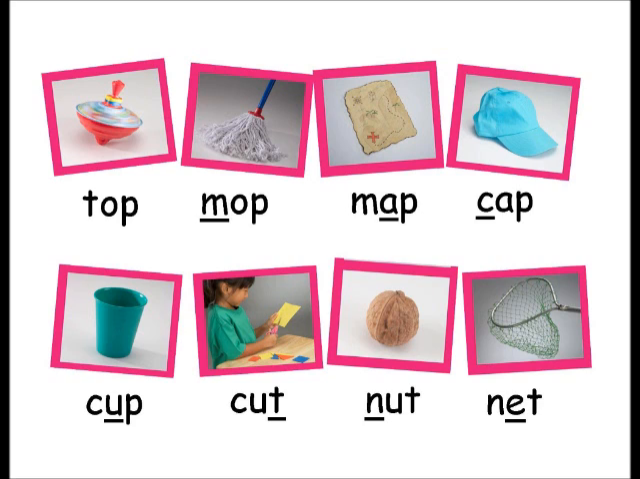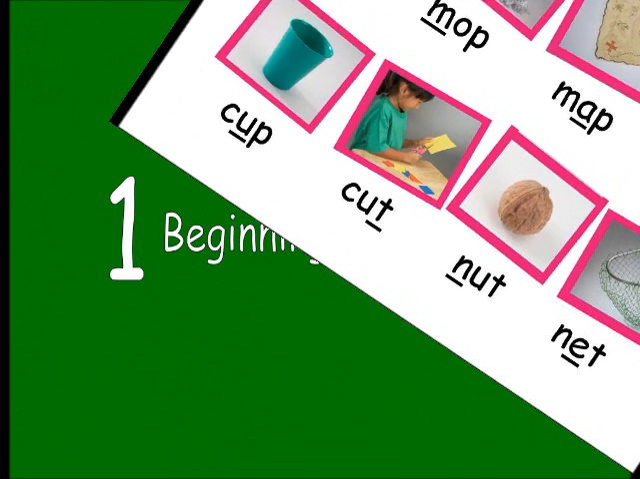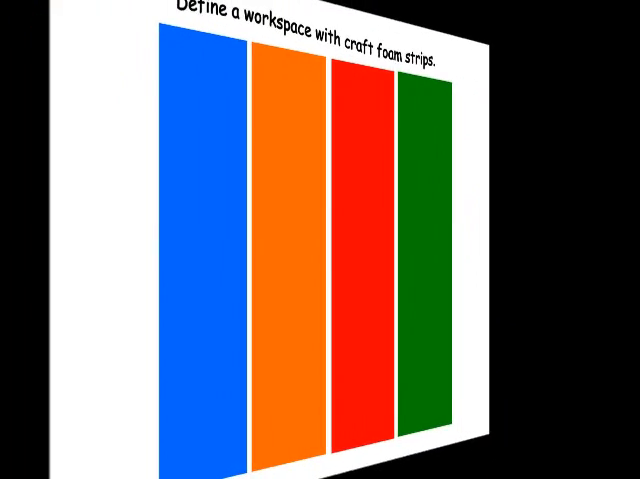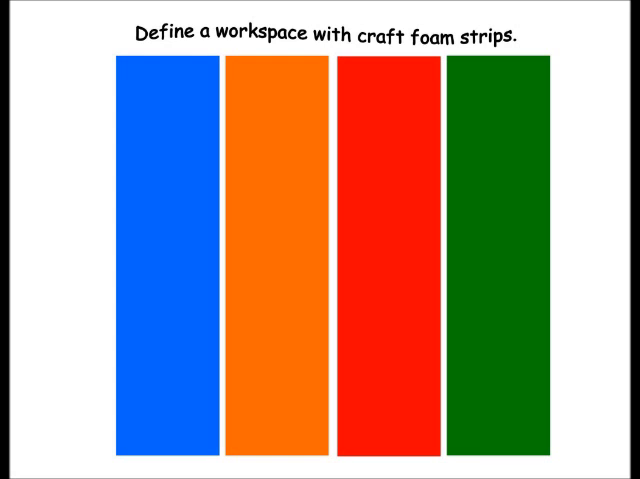Now let me show you how you can do 5 different center activities or small group pocket chart activities using just these 8 cards. First activity, beginning sound sort. When I'm doing a sorting of any kind, I like to define the workspace for children. And one way I like to do that is by using craft foam. So I simply cut the craft foam into strips and place as many strips as I need for my sort. And in this case, I need 4 columns.